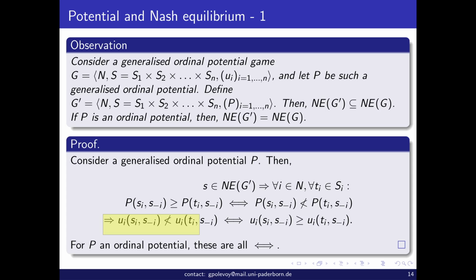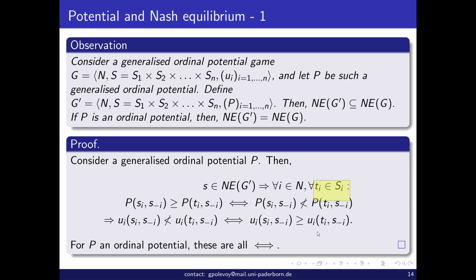Now, please pay attention that if P was a potential, not only a generalized ordinal potential, but a full-fledged potential, then we would have an equivalence here. And from here to here, we move simply because not smaller is at least as large as. So, assuming that S is a Nash equilibrium in the new game G prime, we have arrived at a situation where playing S_I is at least as good for player I, when the others play S minus I, as playing any T_I in S_I.